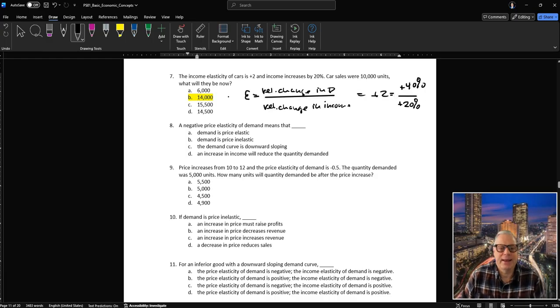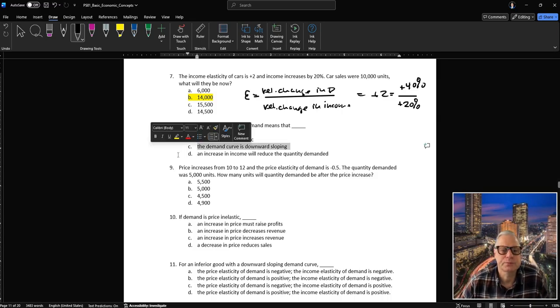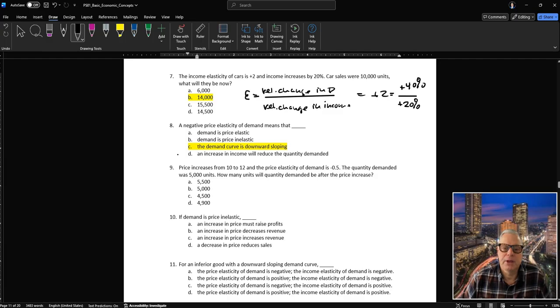Okay. A negative price elasticity of demand means demand is price elastic, demand is price inelastic. No. Well, the demand curve is downward sloping. That's what it means. Because all that says is that there's an inverse relationship between price and quantity demanded, meaning if one goes up, the other one goes down.